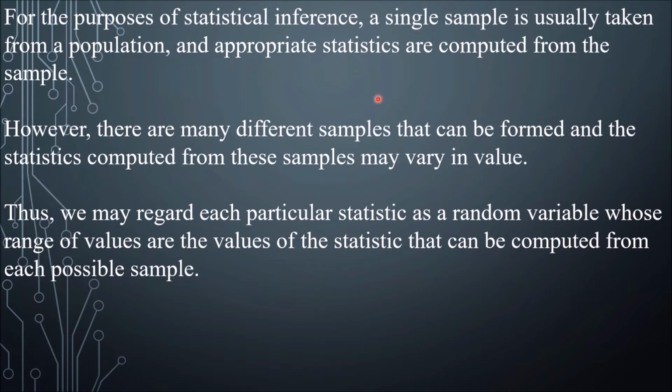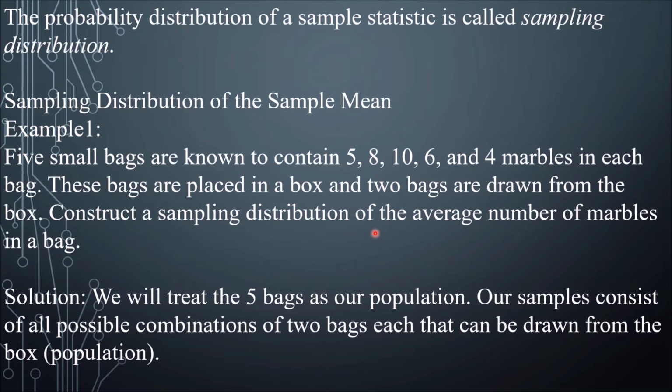from the sample. However, there are many different samples that can be formed, and the statistics computed from these samples may vary in value. Thus, we may regard each particular statistic as a random variable whose range of values are the values of the statistic that can be computed from each possible sample. The probability distribution of a sample statistic is called sampling distribution.